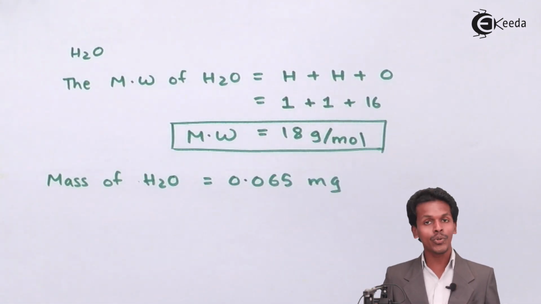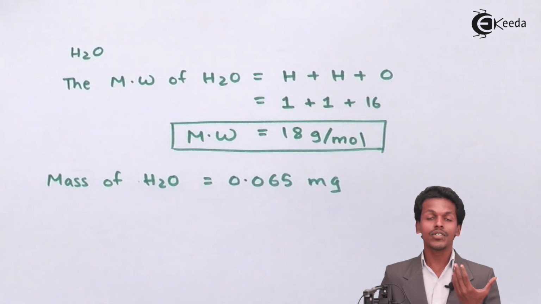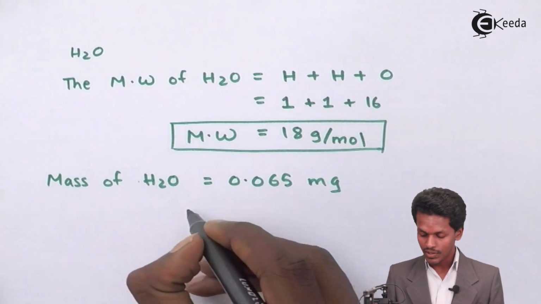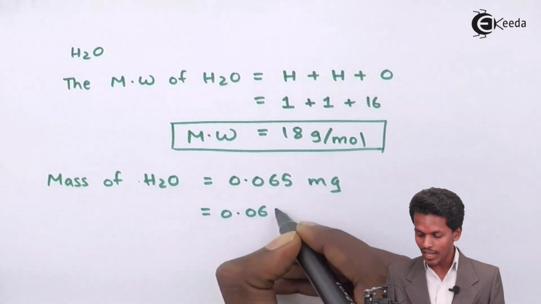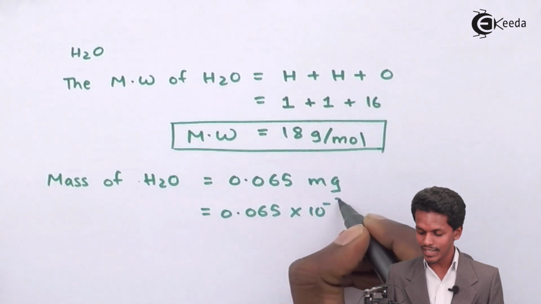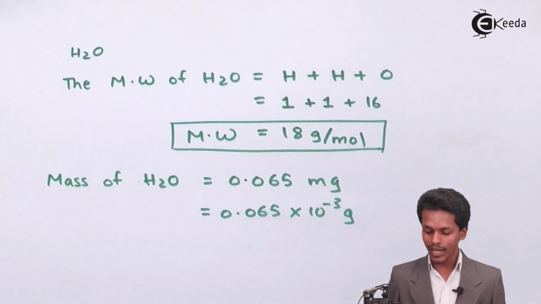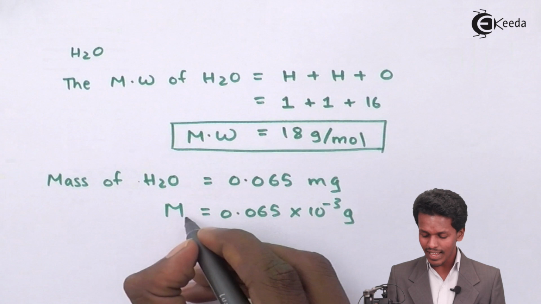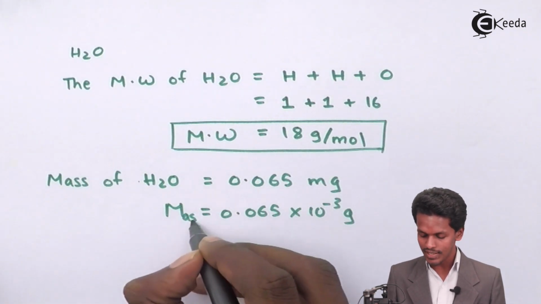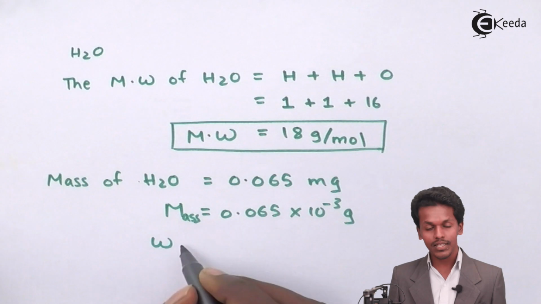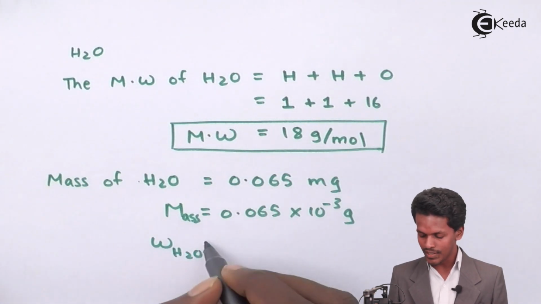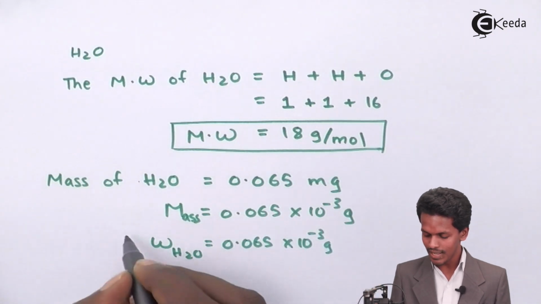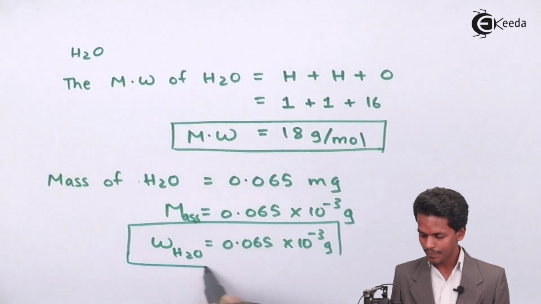So I will change the unit of this milligram of water into gram. So this would be 0.065 into milli, which is nothing but 10 raised to minus 3 gram, and now I have converted it into gram. So this is the mass of water, and mass can be written as W itself also. So I am writing it in W format, that is the mass of water. W of H2O is nothing but 0.065 into 10 raised to minus 3 gram. So these are the two details that I have calculated.